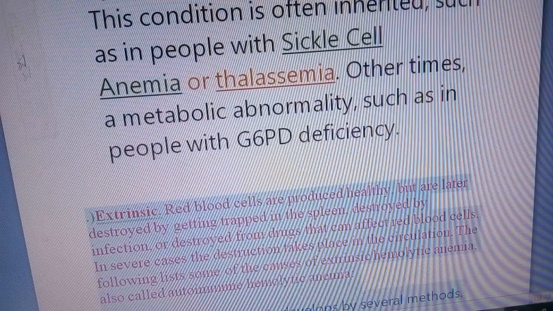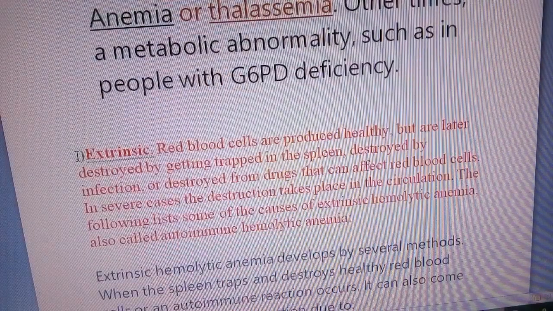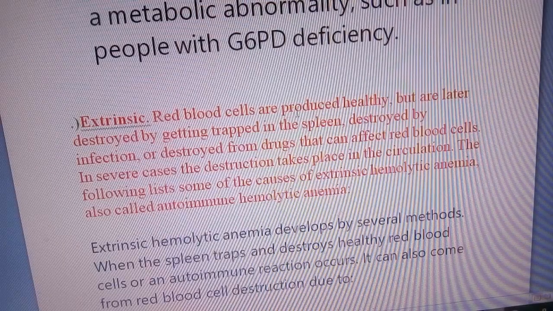Now, what is extrinsic? Extrinsic means red blood cells are produced healthy but are later destroyed by getting trapped in the spleen, destroyed by infection, or destroyed by drugs that can affect red blood cells. In severe cases, the destruction takes place in the circulation. The following lists some of the causes of extrinsic hemolytic anemia, which is also called autoimmune hemolytic anemia.